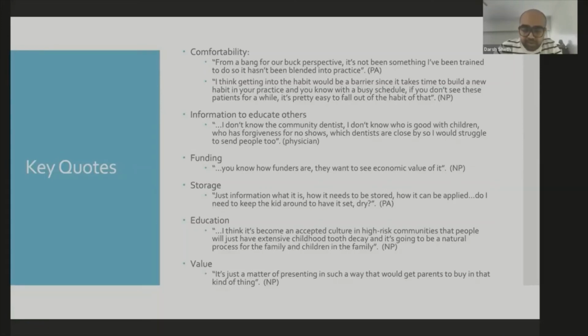And it builds on to the value is that we would have to get parents to buy in and to appreciate what a caries risk assessment is, what the benefits are, and how the long-term prognosis can be improved for these children if we can utilize this in primary care settings.